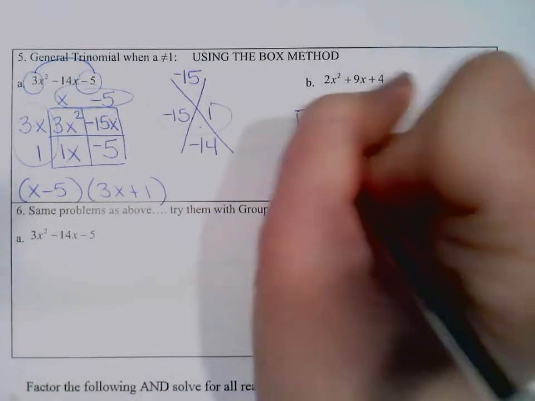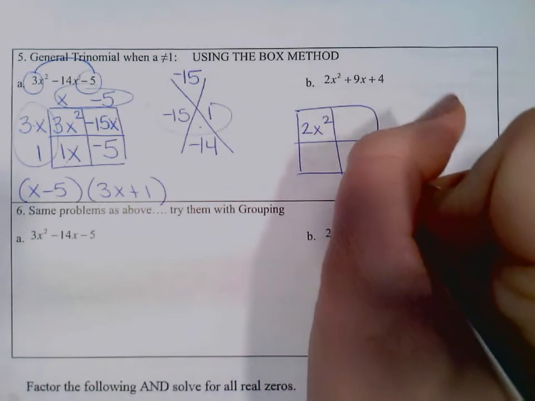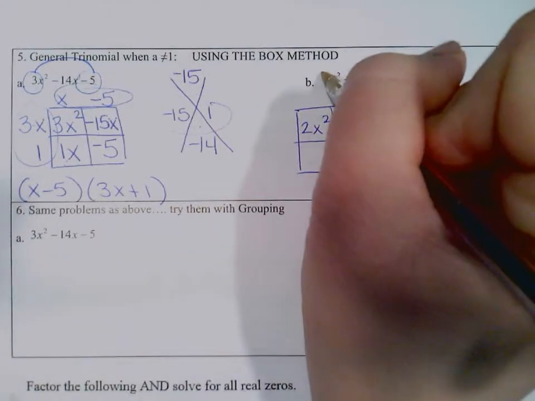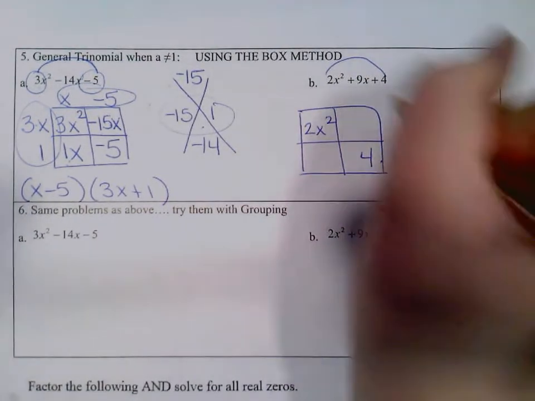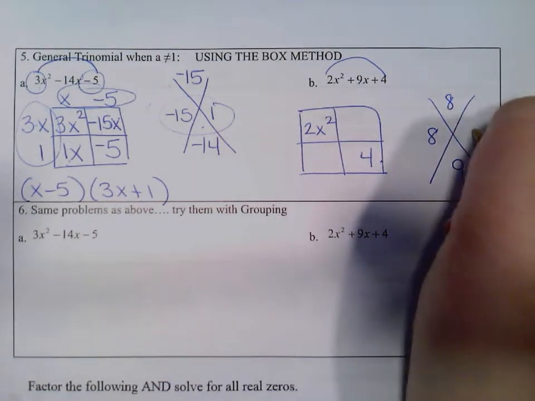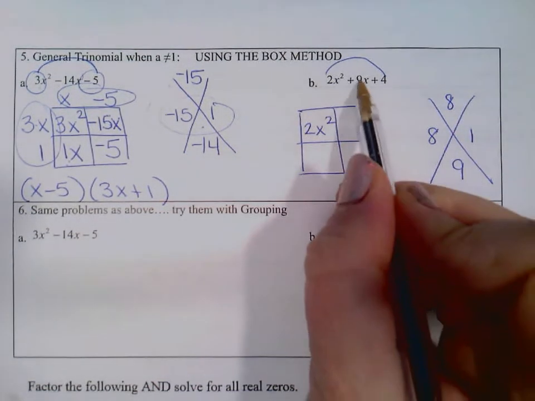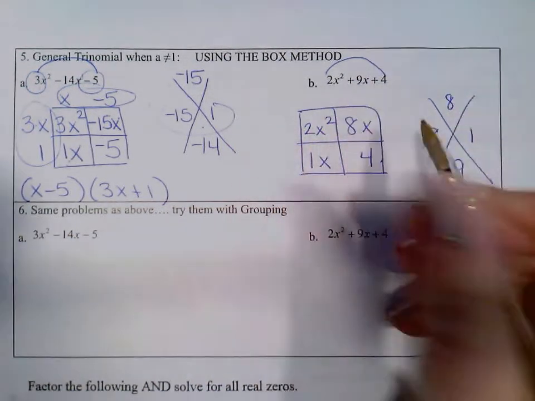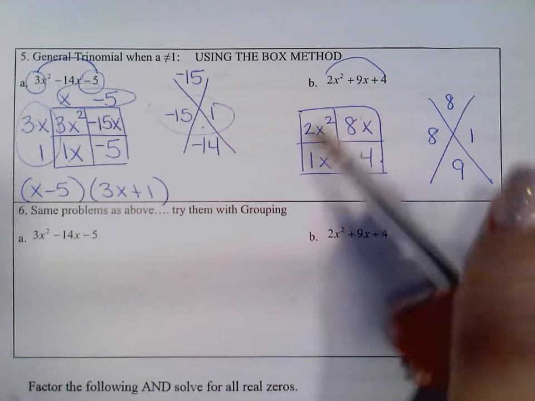So I'm going to put 2x squared and then 4. I'm going to do the diamond. 2 times 4 is 8. I'm looking for them to add up to 9. So that would be 8 times 1. So this 9x is going to get split up into 8x and 1x. Doesn't matter which box you put these in.